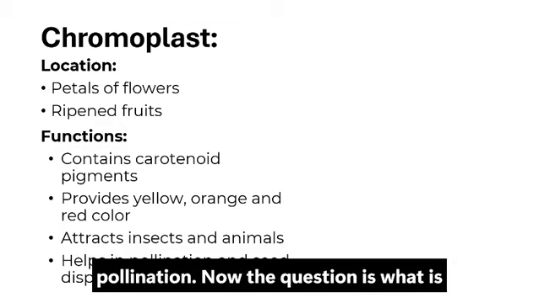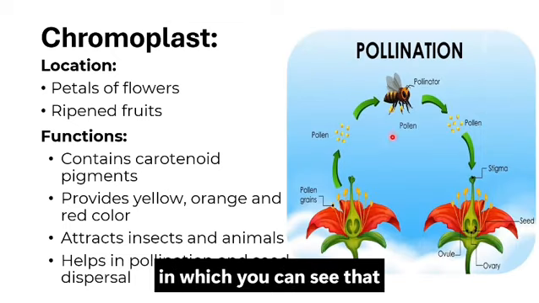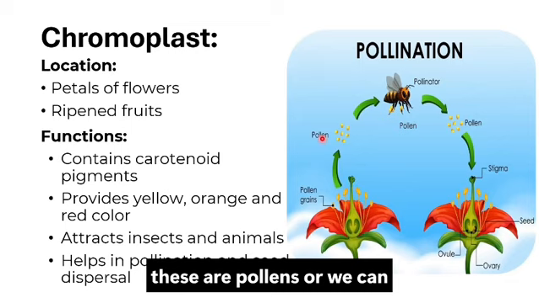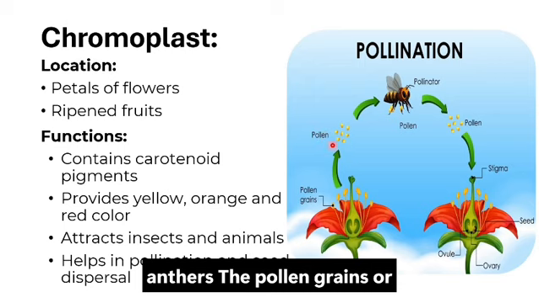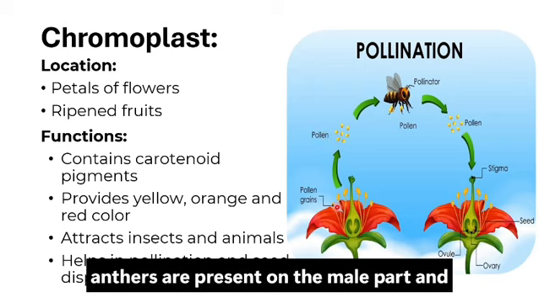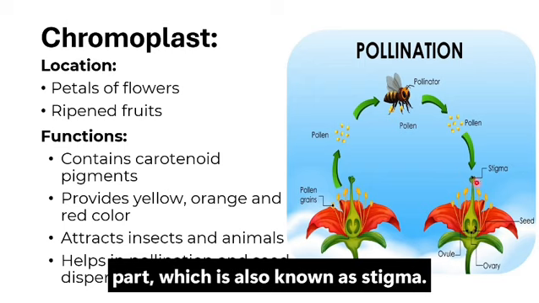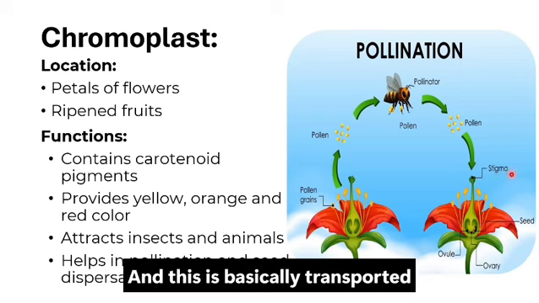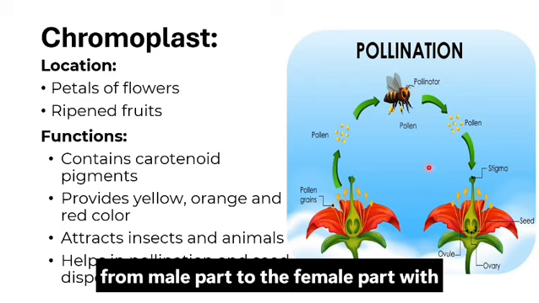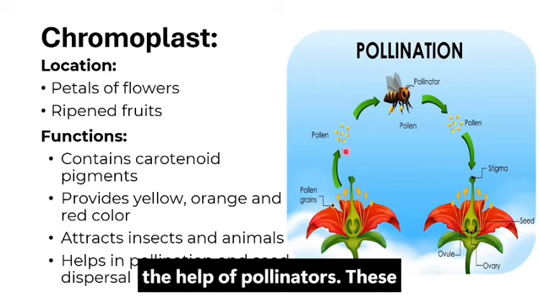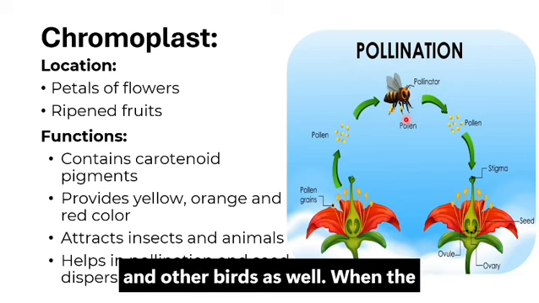Now, the question is, what is pollination? Pollination is the process in which pollen grains, present on the anthers of the male part, are transported to the female part, which is known as the stigma. This is transported from one flower to another, from the male part to the female part, with the help of pollinators. These pollinators may be butterflies, honeybees, and birds as well.